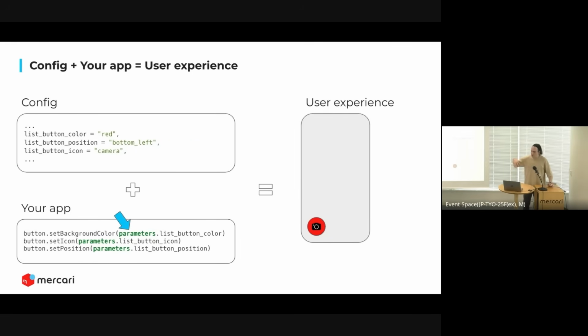But when this configuration gets to your application, you read this information and you change the code so the experience is different. You can see that in the code, we just configure the button. So we make the background the color provided from the config. We set the icon, and then the end user will see your app with this button in the left bottom corner with the camera icon on the red background. So that's how you can customize the experience of your end user using experiments in the platform.